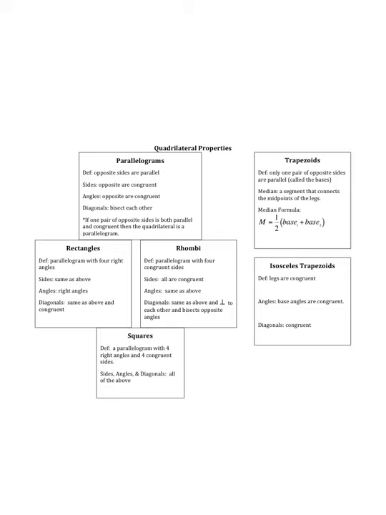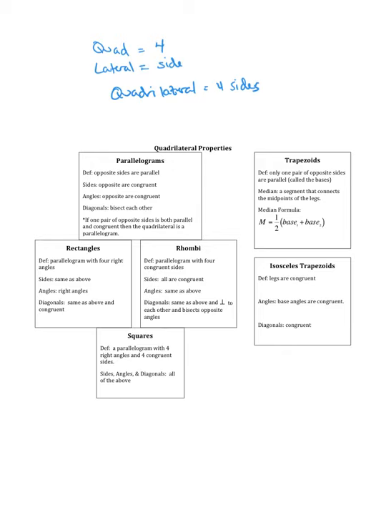This is a handy-dandy chart to help you understand quadrilaterals. Now you should know that quad is 4, lateral is side. So a quadrilateral equals 4 sides. Ta-da! So let's talk about a couple of things.